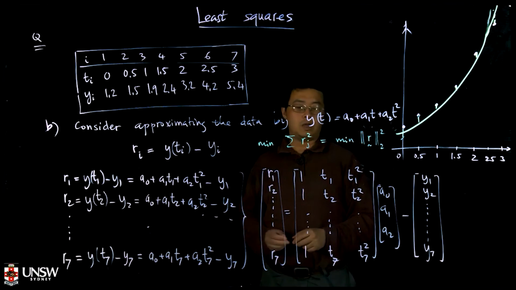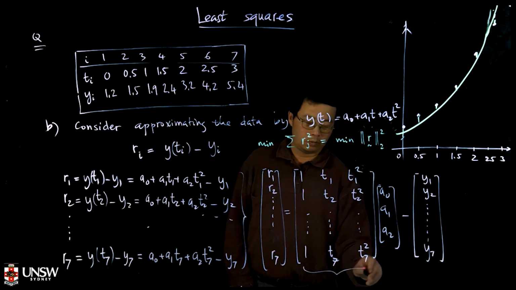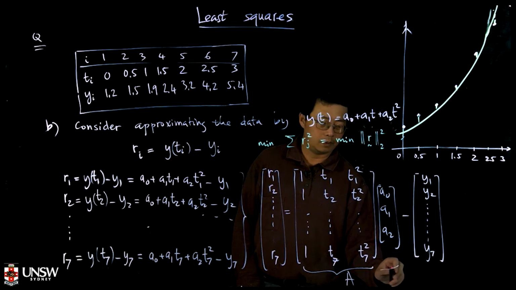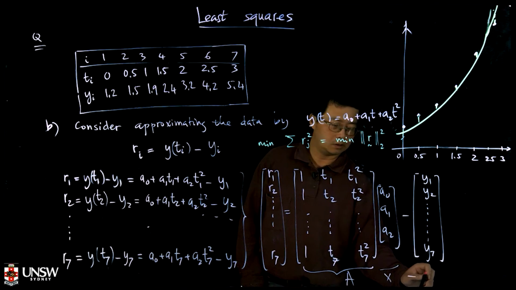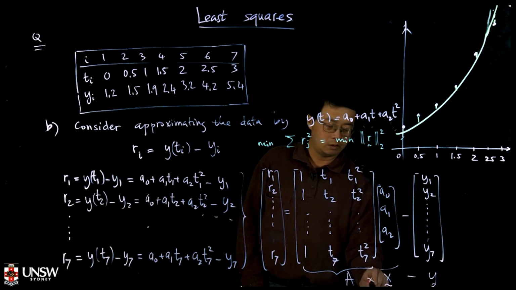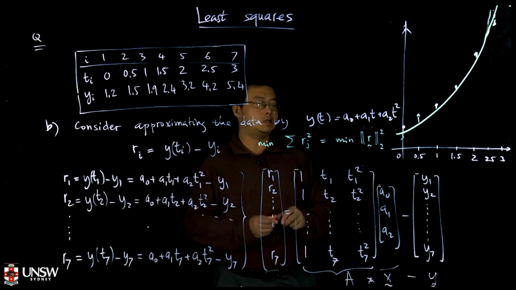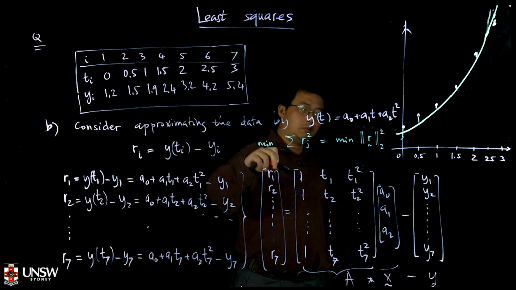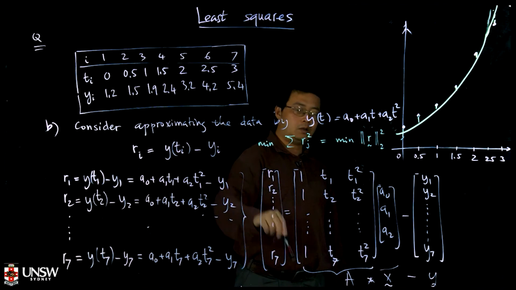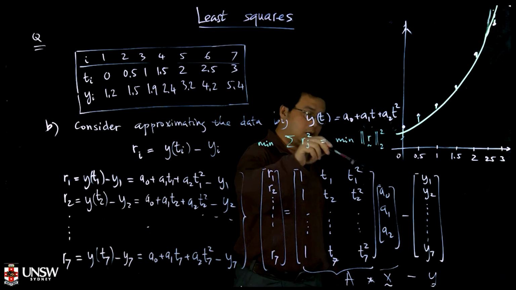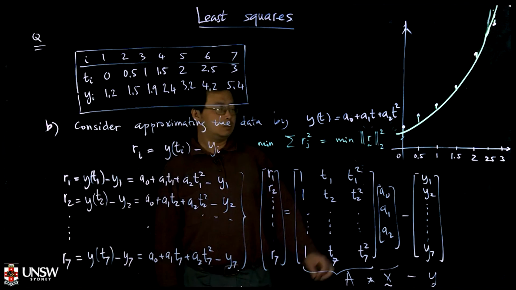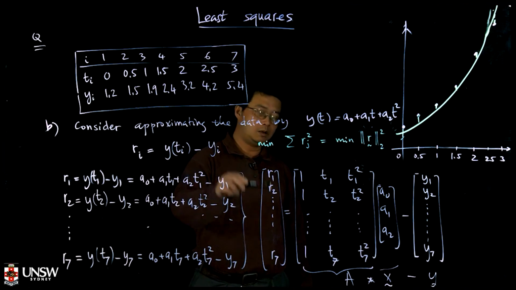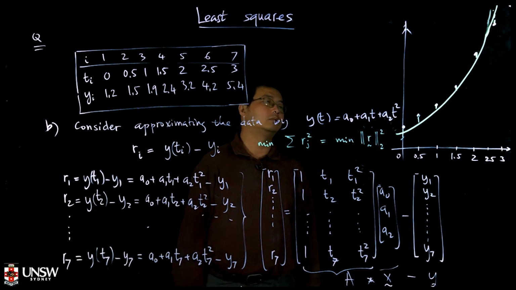So this is the coefficient matrix, this is the vector x, and this is the vector y. Now you see that the coefficient matrix is different from the case when we have a line. For a curve, the coefficient matrix has 3 columns. The first one is 1, the second one is t, and the last one is t squared. So you have 3 unknowns here, and then you try to minimize the residual squared as before.